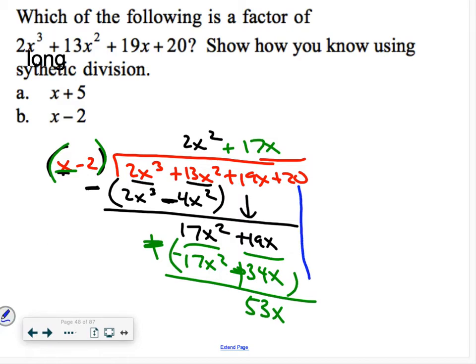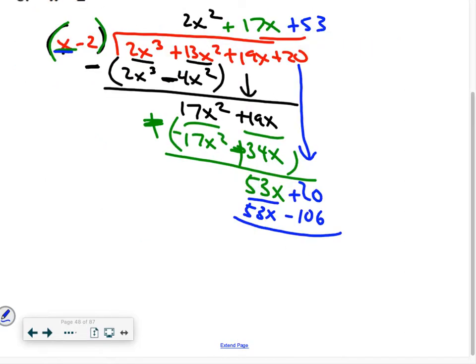Then I bring down the next term, which is the 20. I divide again. 53x divided by x is 53. I multiply, I get 53x. And 53 times negative 2 is negative 106. And then I subtract. 53 minus 53 is 0. 20, this is the thing everyone messes up. Distribute that negative. So it's 20 minus a negative 106, which is 126.